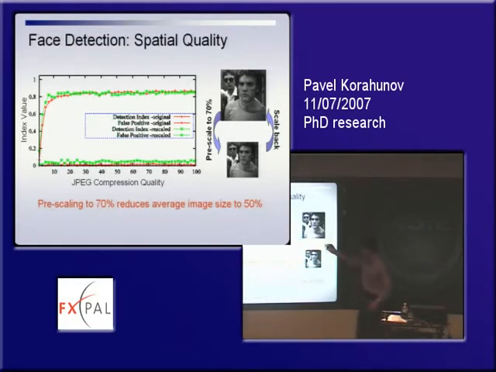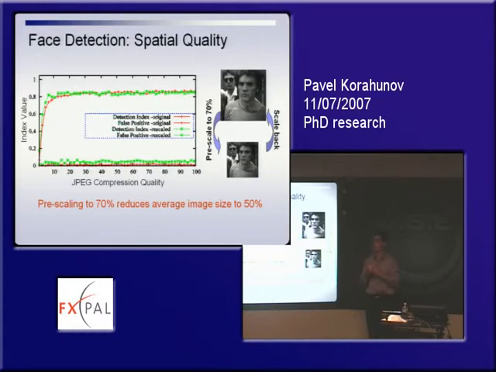And actually at the same time, prescaling reduces the average image size by 50%. So what does it mean? It means that if you have on the camera a very small video in a very small resolution, you transmit it to the proxy at a reduced bit rate, and then you can artificially scale it up to a bigger size, and you can detect. This experiment shows that the detection index will be similar to as if the original size of video would be streaming from camera to proxy, not the reduced one.